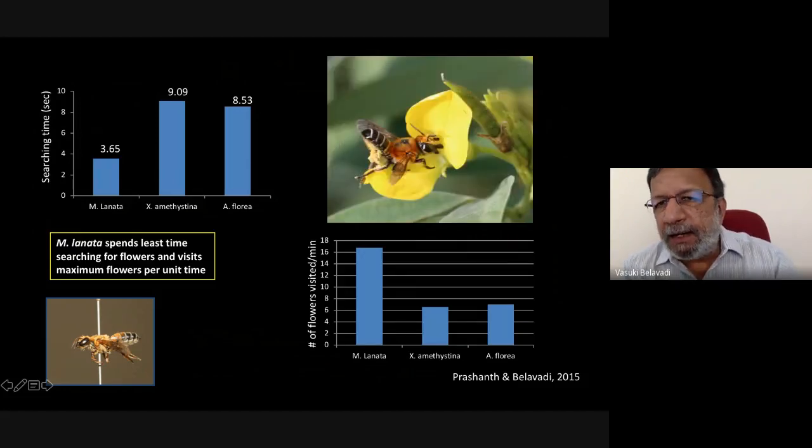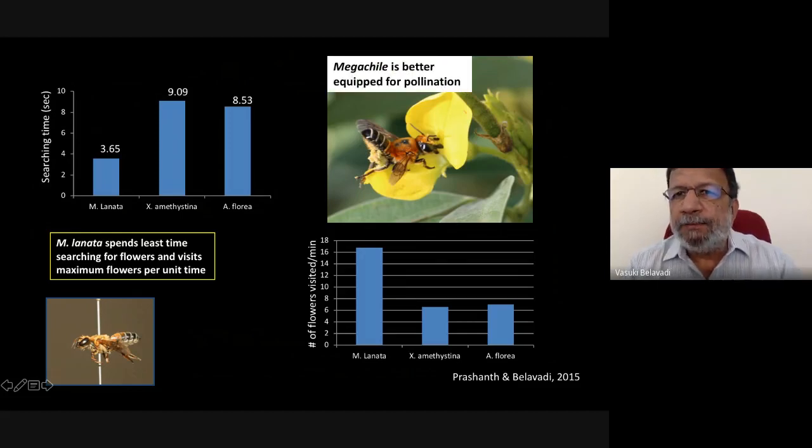So when a Megachile lanata lands on the flower, it presses the wing petals, holds the base of the standard petal with its mandibles, and then it presses the wing petal, and the anther and the stamen and the style and stigma come out and then they brush against the abdomen. You know that the Megachile species have hairs on the ventral aspect of the abdomen which come in contact with all these reproductive structures of the flower, and that is how it is an efficient pollinator. So Megachile is better equipped for pollination of pigeon pea.